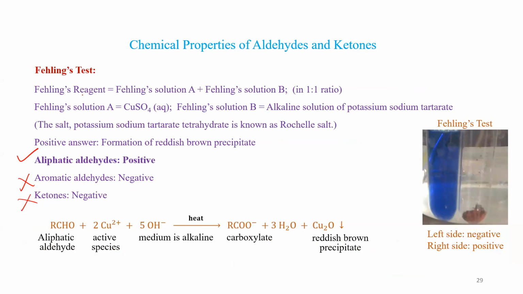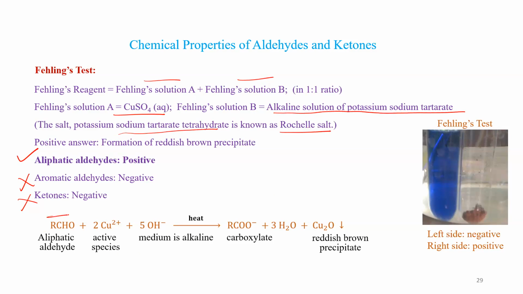So Fehling's test is done using Fehling's reagent, which is a 1:1 mixture of Fehling solution A and Fehling solution B. Fehling solution A is copper sulfate solution. Fehling solution B is alkaline solution of potassium sodium tartarate. Potassium sodium tartarate tetrahydrate is called as Rochelle salt.